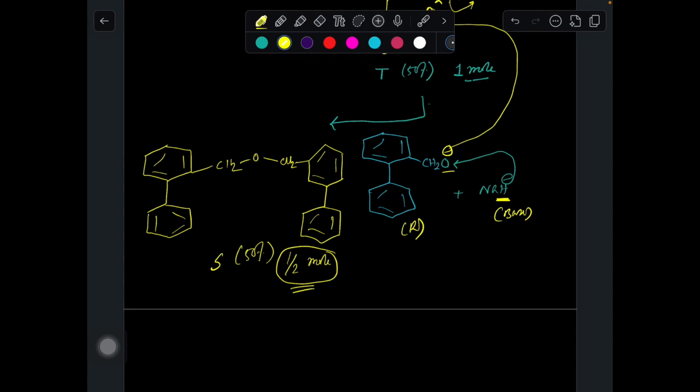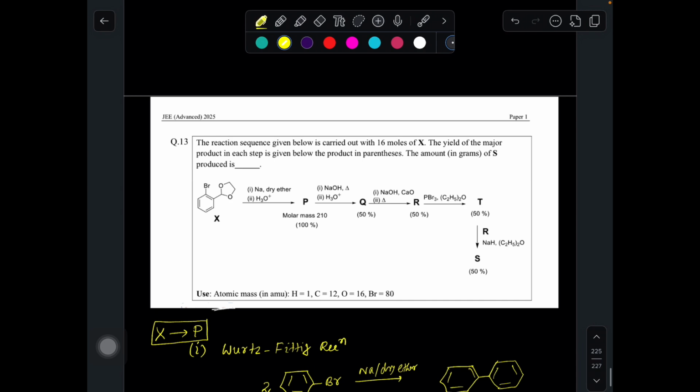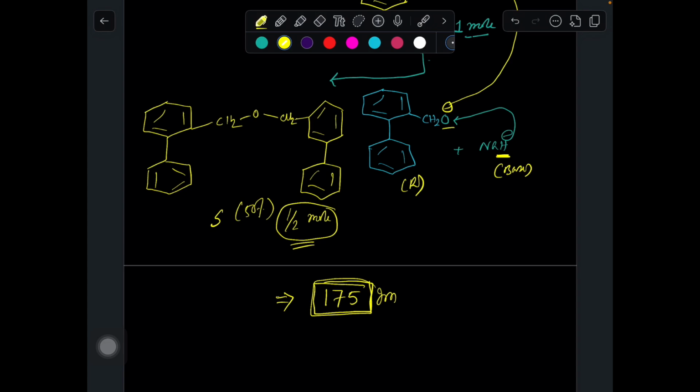Now half moles of S. If you calculate, you can see what the question is: the amount in grams of S produced. It is numerical based, so a numerical number will come. If you calculate this half mole, and the molecular weight is also given, you will get 175 gram. So this is the answer, 175 gram.